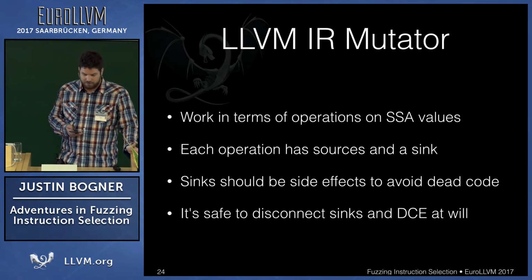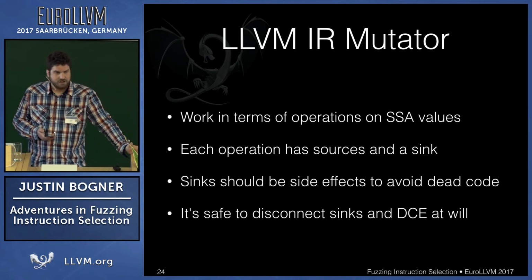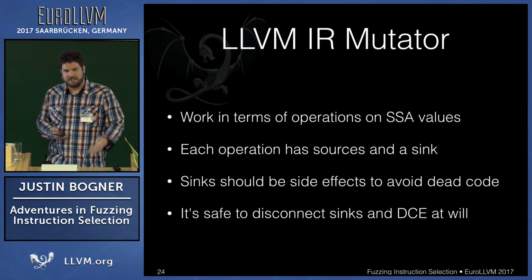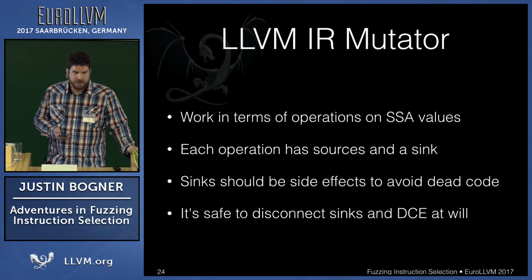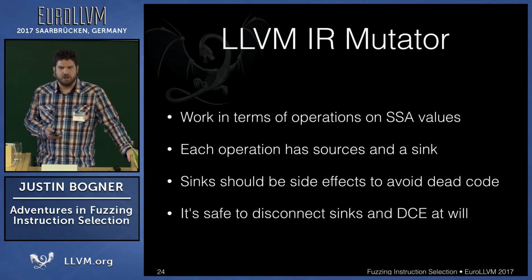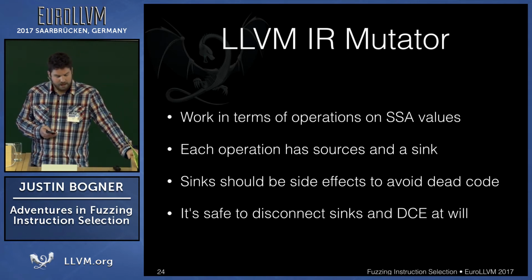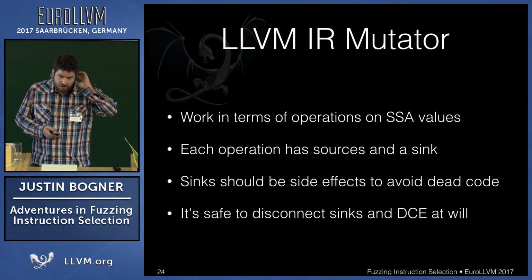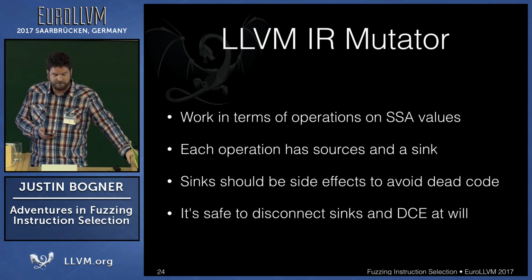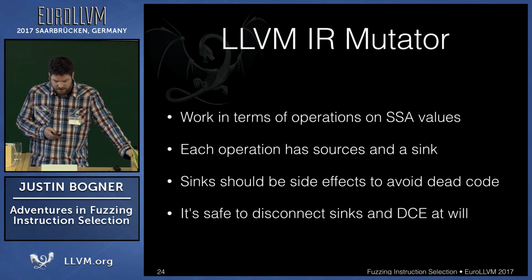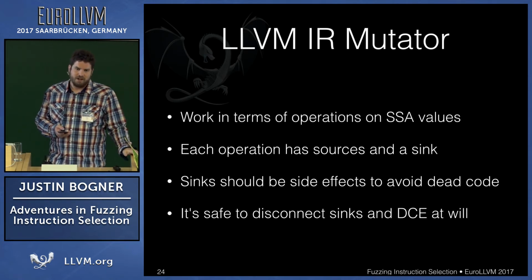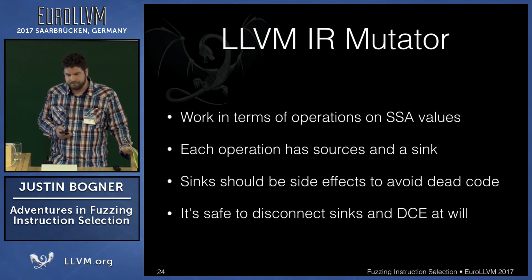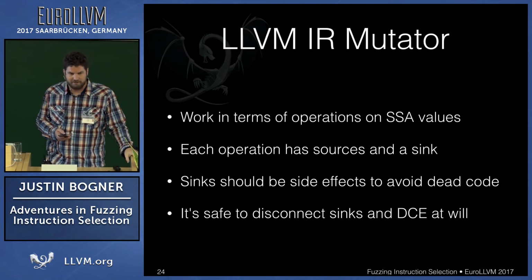We define a set of operations in terms of source values to operate on and a sink value where the result needs to go. For example, an add operation would have two sources, the left and right operands, and then there'd be some use of its result, which would be the sink. We need to make sure our sinks are side effectful or that they feed into a chain that is side effectful, so that we can run dead code elimination safely, which means we don't have to track very precisely exactly what we've changed and clean up after ourselves.